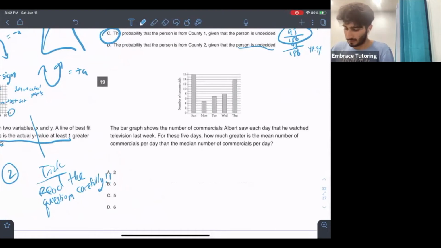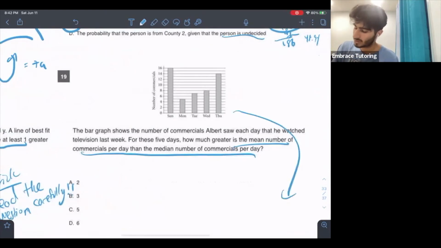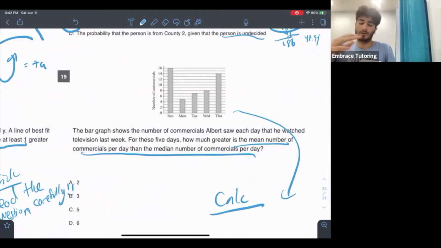Question 19. The bar graph shows the number of commercials Albert saw each day that he watched television last week. For these 5 days, how much greater is the mean number of commercials per day than the median number of commercials per day? So for these types of questions, you can use your calculator. You can just put in the data, and the calculator will give you your mean and your median, and you can just use those numbers appropriately.